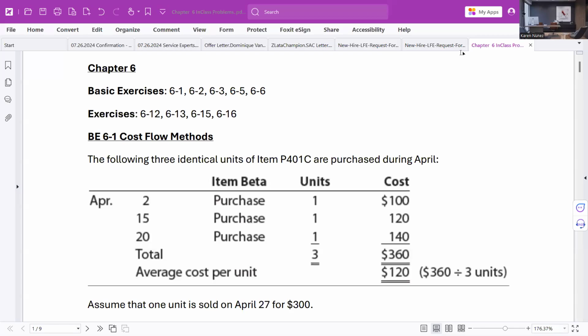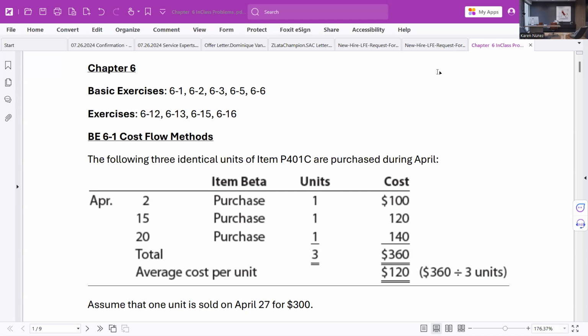Hello, this is Dr. Karen Nunez, and this is the problem solving session for Chapter 6. So hopefully this will help you prepare for the application assignment for Chapter 6 and the quiz for Chapter 6.